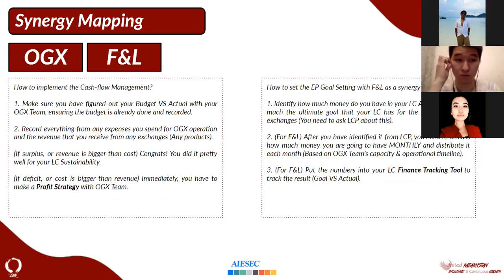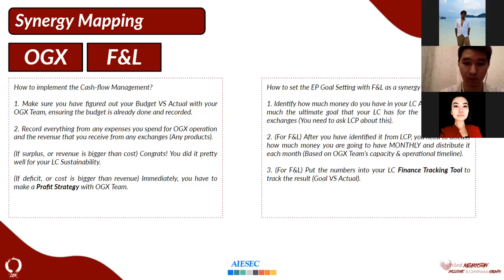So for another one, how to implement the cash flow management. Firstly, make sure you have figured out your budget versus actual with your OGX team, ensuring the budget is already done and recorded. Second, record everything from any expenses you spend for OGX operation and the revenue that you receive from any exchanges or any product, maybe like OGV, OGTA, OGTE. And just take note, if you think that the cash flow is surplus, it means that you have a lot of profits, revenue is bigger than cost. Congrats, you did it pretty well for your sustainability.